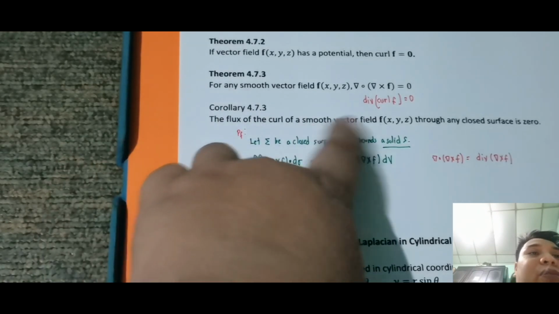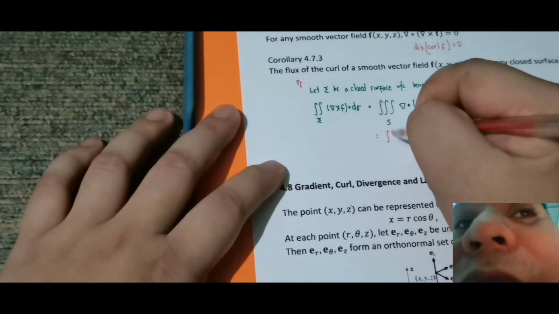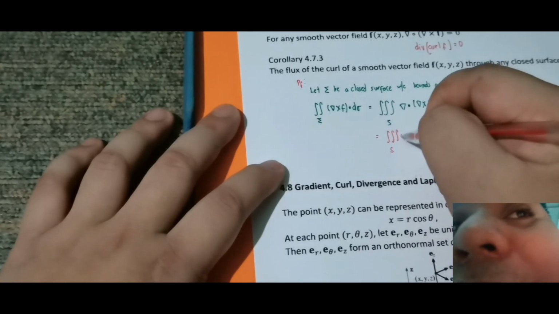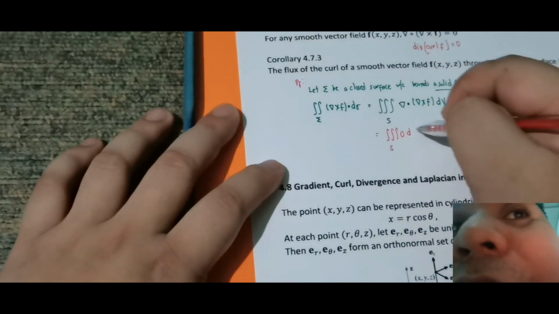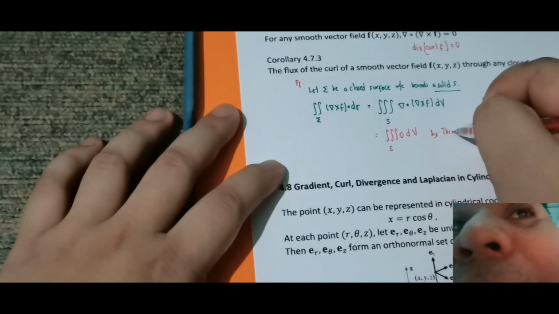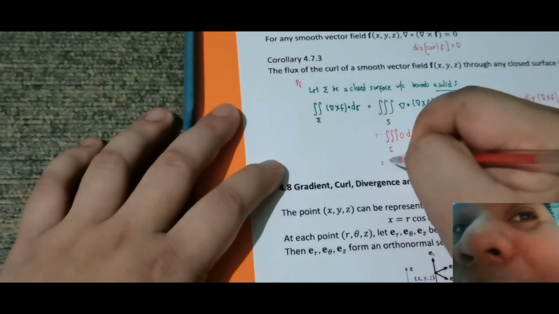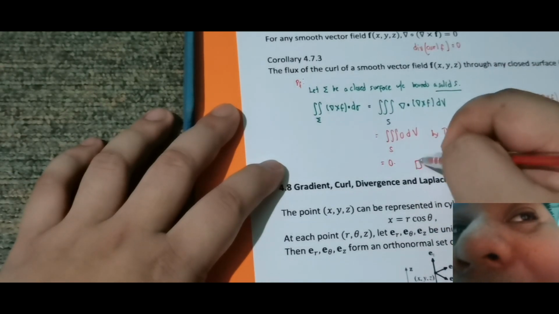Let S be a smooth vector field. So, this is just by theorem, integral over S of 0 dB. So, by theorem 4.73, this is just equal sa 0. So, therefore, this is done.